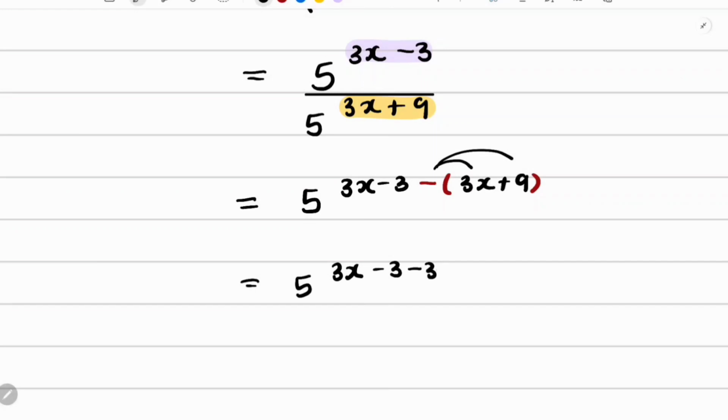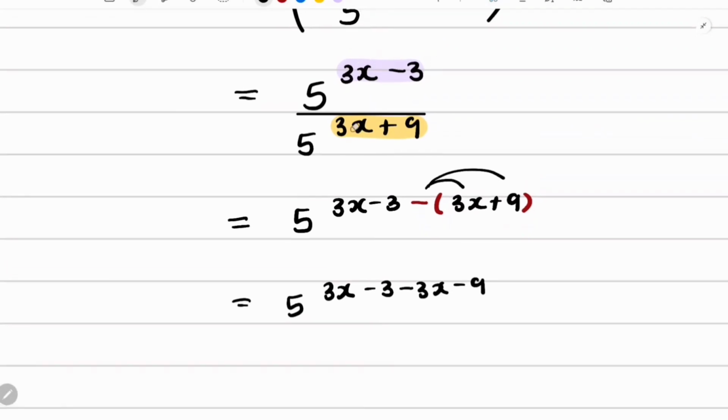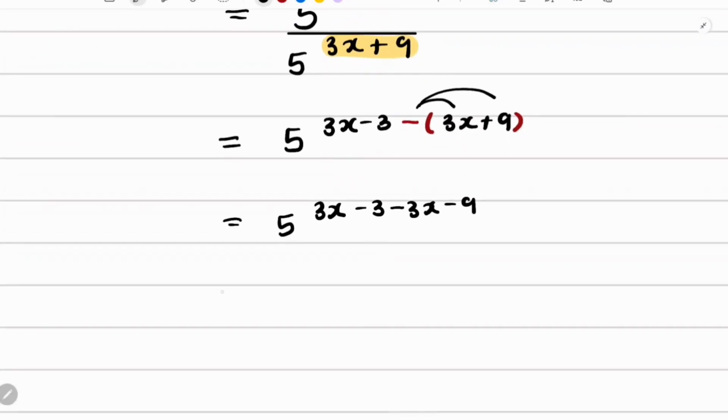So that is negative 3x and negative 9. By now, what you could have been doing is already changing the signs when you're subtracting, so that you could just skip this step. And this would be equal to 5 to the power of, as you can see, we have positive 3x and negative 3x. They would simplify and become 0. And then negative 3 minus 9 is negative 12.